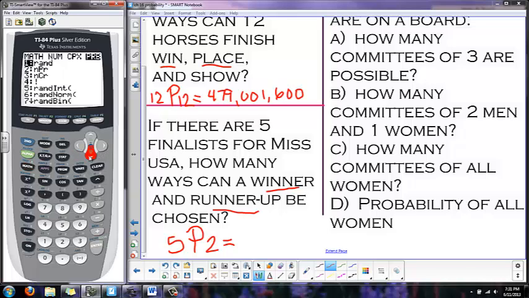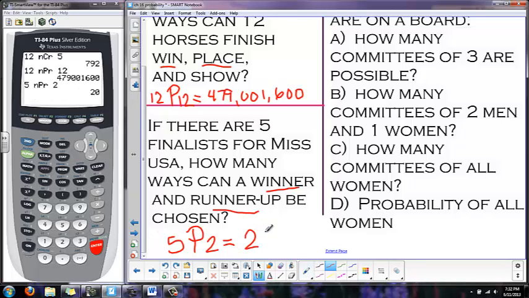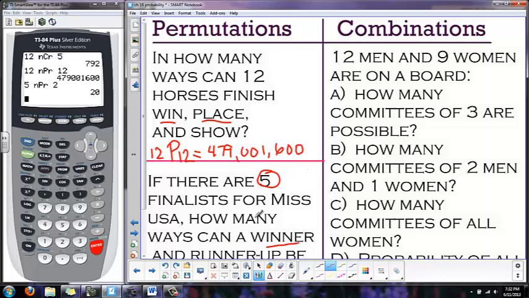5, permutation 2, and then hit enter. And there's only 20 different ways that you can choose a winner and a runner-up, which makes sense because there's only 5 total girls. So like you can see over here, when you use permutation, you're always talking about a contest or a race or winning something because order clearly matters. Combination over here, we're going to see a lot of things about committees and groups and teams, and that's going to change things. We're going to deal with combinations in that case.